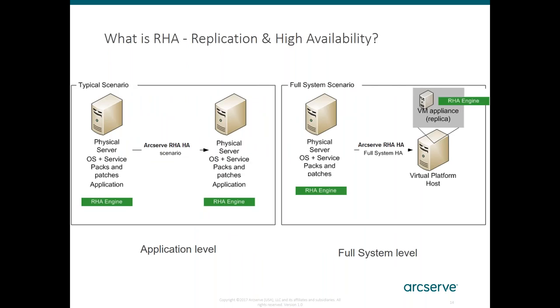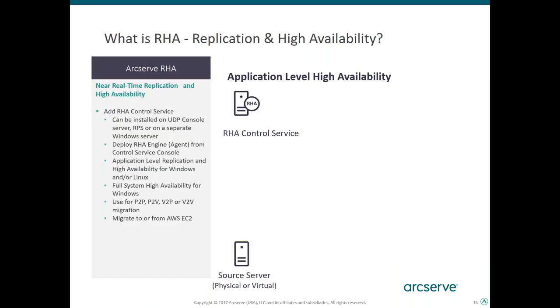How RHA works? RHA can do both application replication and high availability on the left-hand side of the screen, and full system scenario, when full system will be replicated and will be in standby mode waiting for source to go down for any reason. For application and for full system scenario, we just need to know about couple components to start working with this solution. One component is called RHA control service, and it's just a third machine sitting somewhere in the safe location. And control service will completely orchestrate all these replication and high availability options. Definitely we have source server, source machine, and target server, replica. We call it replica. Source, we call it master.